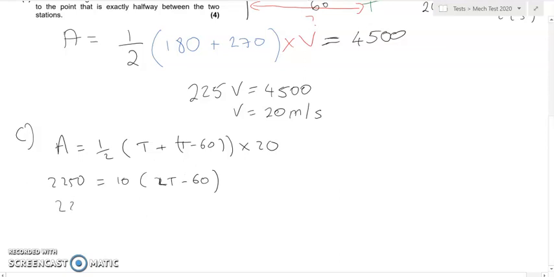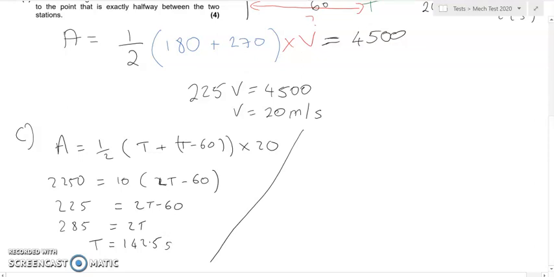Divide by 10, and you get 225 is equal to 2t minus 60. Add the 60 across, 285 equals 2t, and t is equal to 142.5. So that's one way of doing this question, and so you should have got 142.5 seconds.